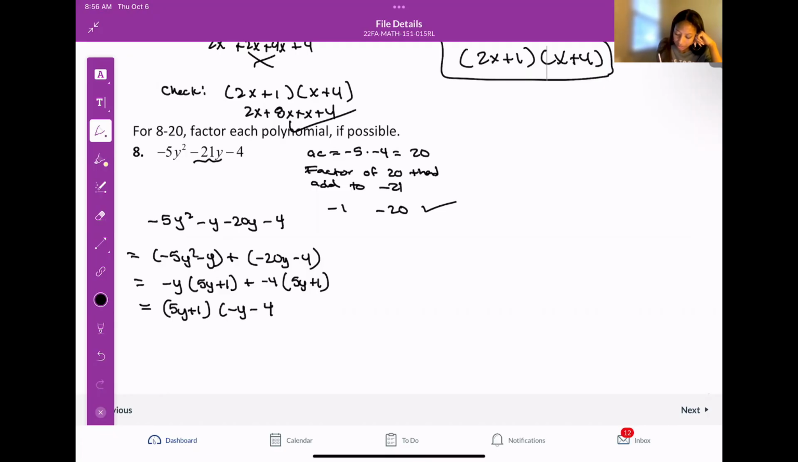Now, we don't usually end up with terms with a -y, right? That's because we could factor out an extra negative here. So from that second term, the -y minus 4, we can factor out a -1, and we can write this as -y plus 4 times 5y plus 1.